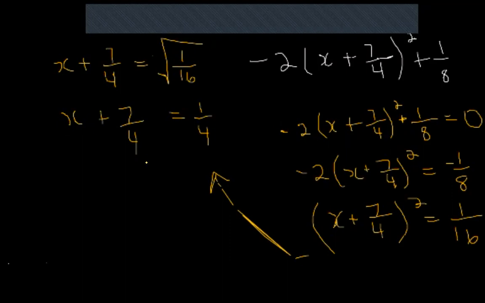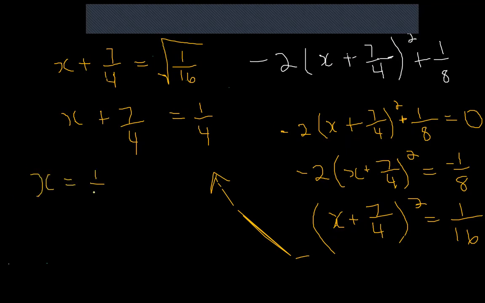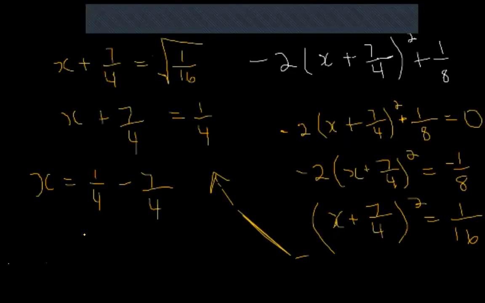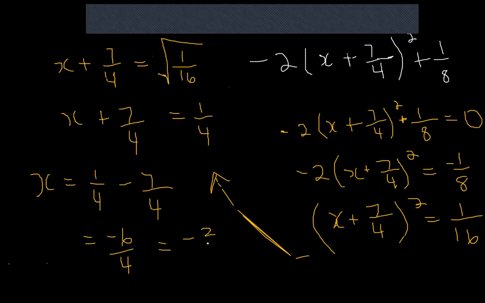How would I find the x? Well, I would carry across this. It will become minus 7 on 4. So now x is equal to 1 on 4 minus 7 on 4. What is that going to give me? Minus 6 on 4. But of course, I don't leave it as minus 6 on 4 because it can be reduced. So minus 3 on 2.